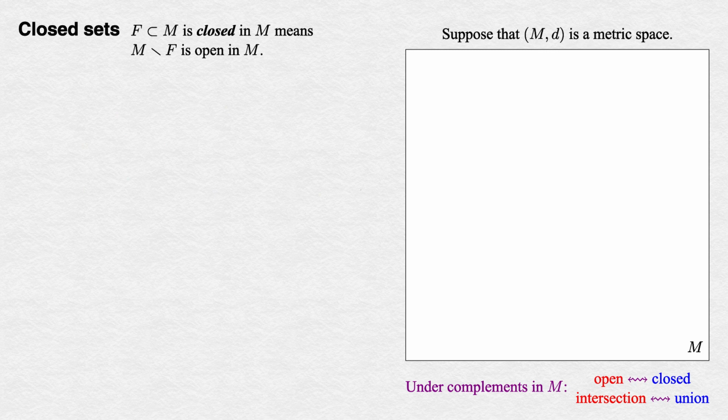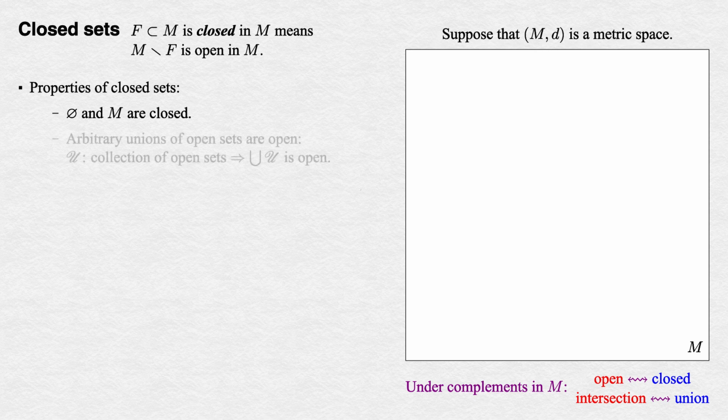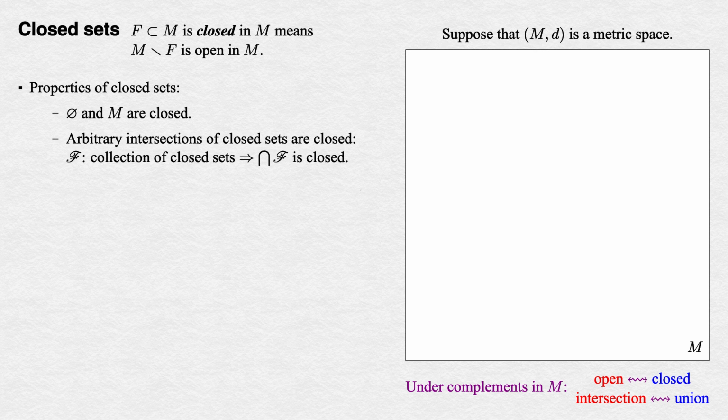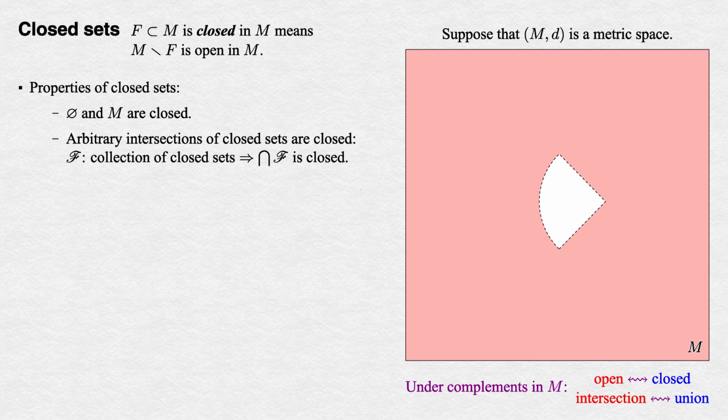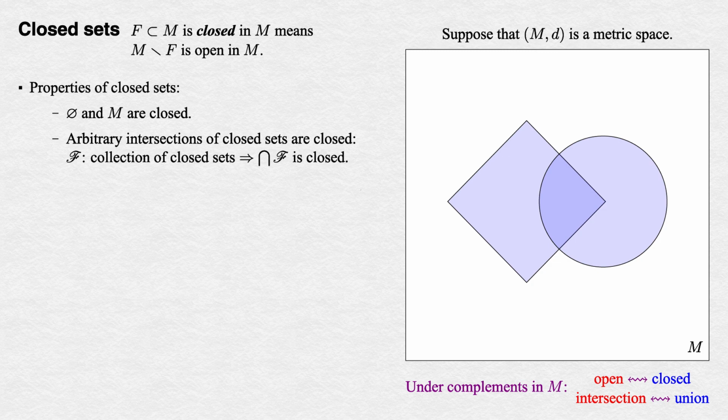Let's use all of this to see what each of our open set properties says about closed sets. Since the empty set and the whole space M are open, their complements are closed, which are the same two sets again. So the empty set and the whole space are both open and closed in M. Because arbitrary unions of open sets are open, arbitrary intersections of closed sets are closed, which we'll illustrate with just two sets. Given a collection of closed sets, consider the collection of their complements, which are open sets. The union of these open sets is open, so its complement is closed, which is the intersection of our original closed sets.